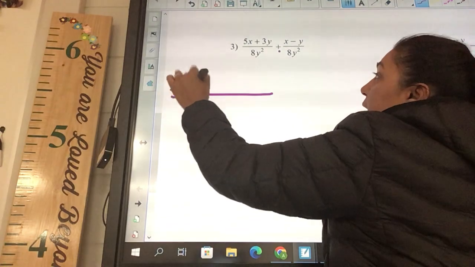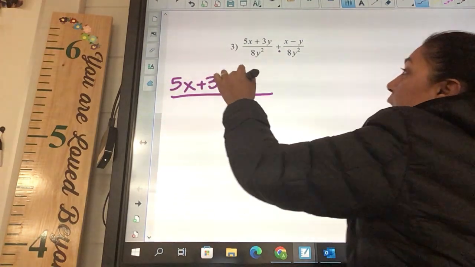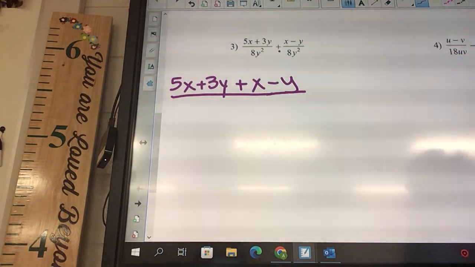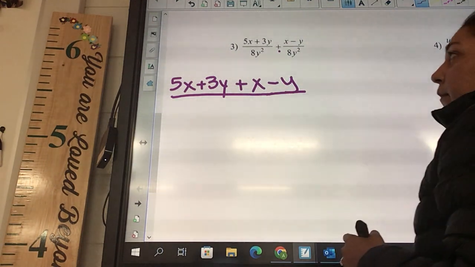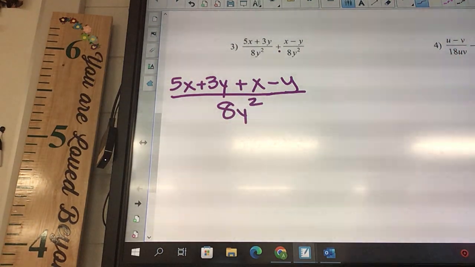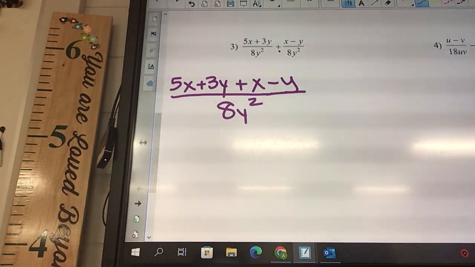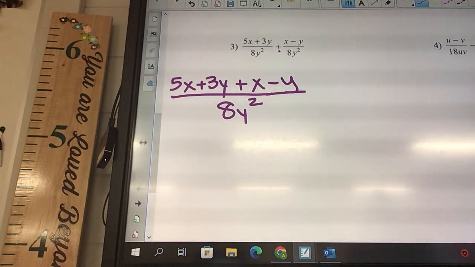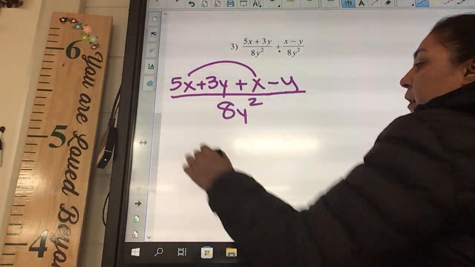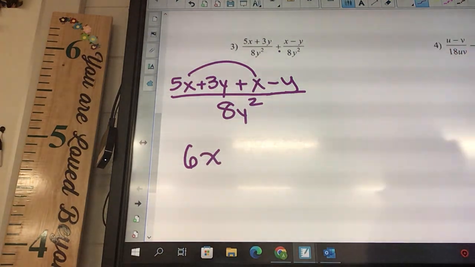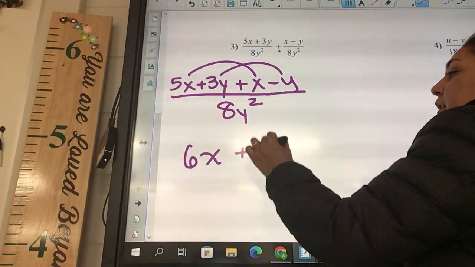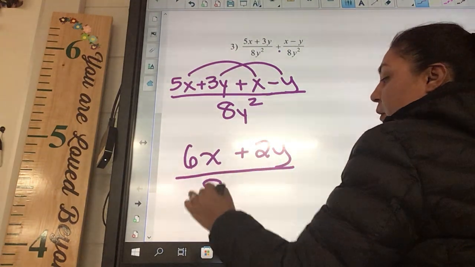So it's going to be 5x plus 3y plus x minus y. What is going to be my denominator? 8y squared. Again, looking at that, what can we combine? 5x and 1x to give me 6x. Then what? 3 minus 1 is going to give me a 2y over 8y squared.